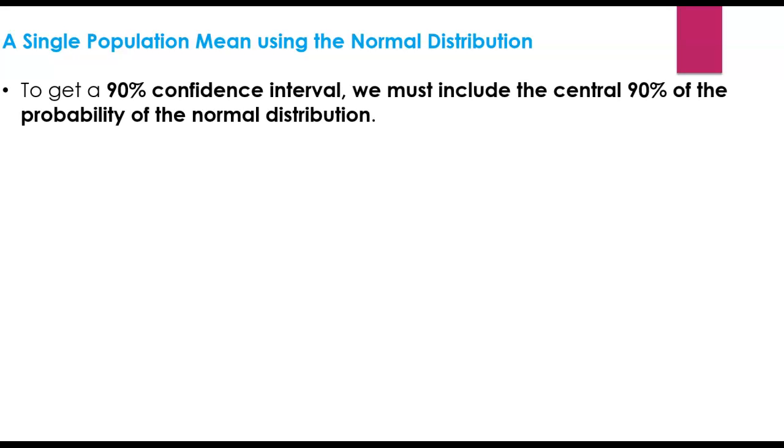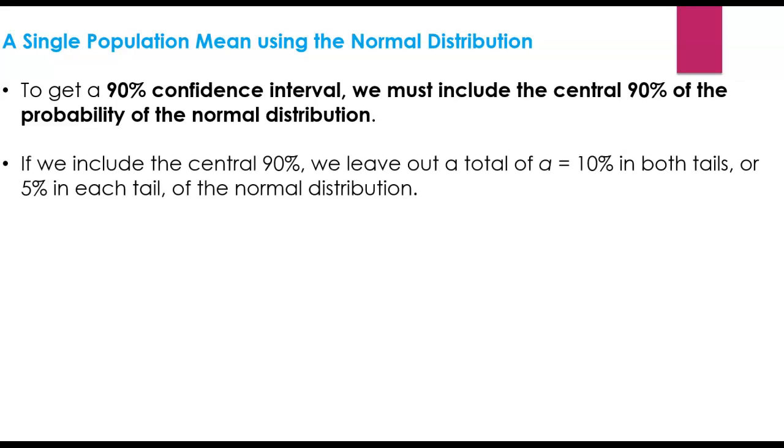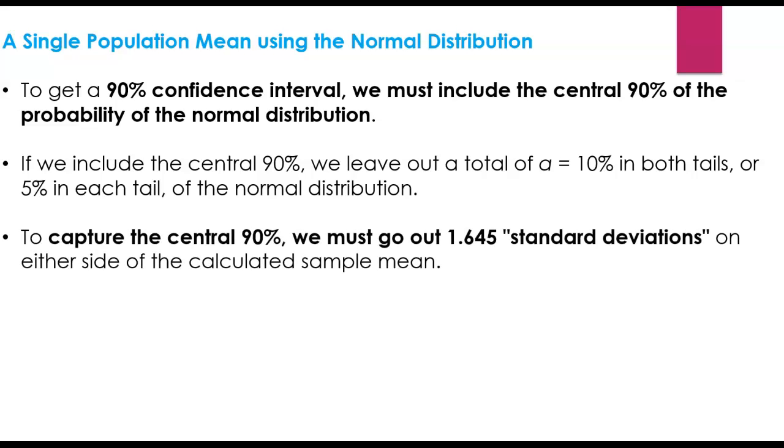To get a 90% confidence interval, we must include the central 90% of the probability of the normal distribution. If we include the central 90%, we leave out a total of alpha equals 10% in both tails, or 5% in each tail of the normal distribution. To capture the central 90%, we must go out 1.645 standard deviations on either side of the calculated sample mean.